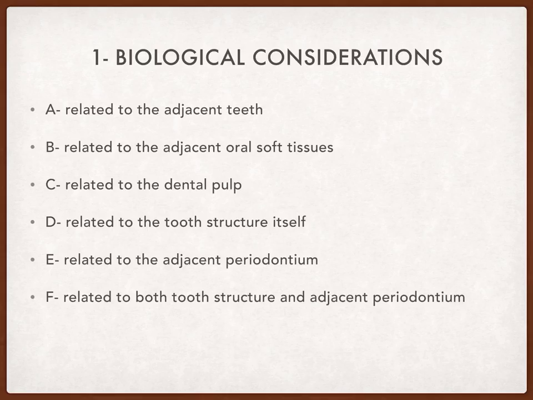The first consideration that we will talk about is the biological consideration, and that will include the following 6 categories. The biological considerations that are related to the adjacent teeth, the biological considerations that are related to the adjacent oral soft tissues, and the biological considerations that are related to the dental pulp and to the tooth structure itself and to the periodontium around that tooth structure, and finally the biological considerations that are related to both the tooth structure and adjacent periodontium.